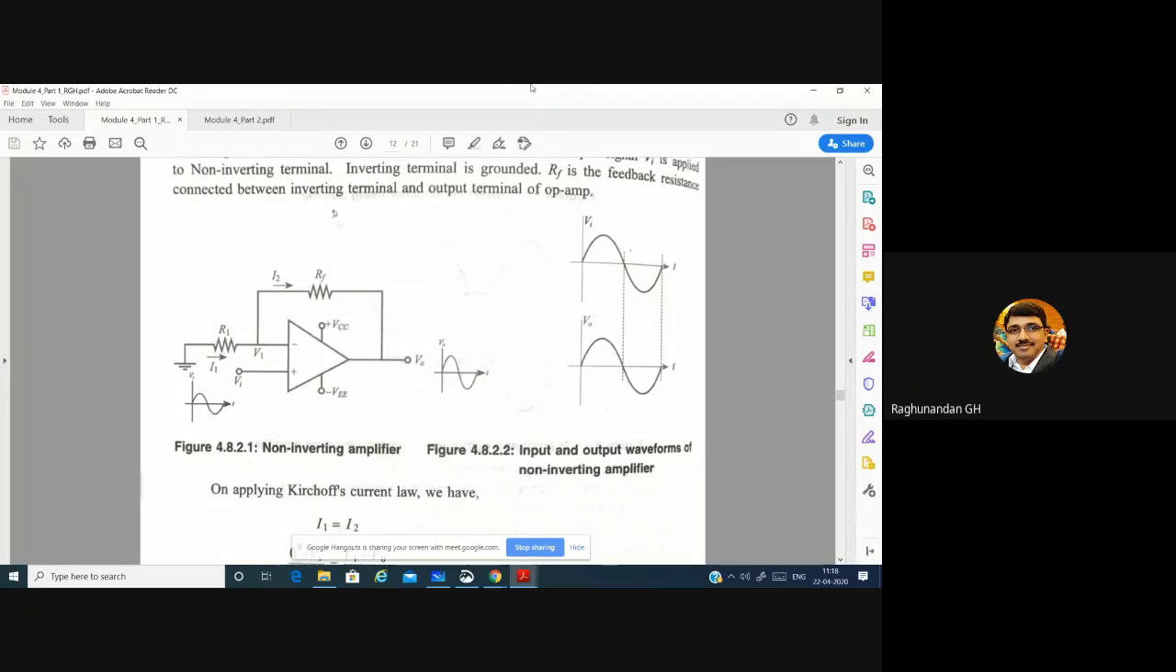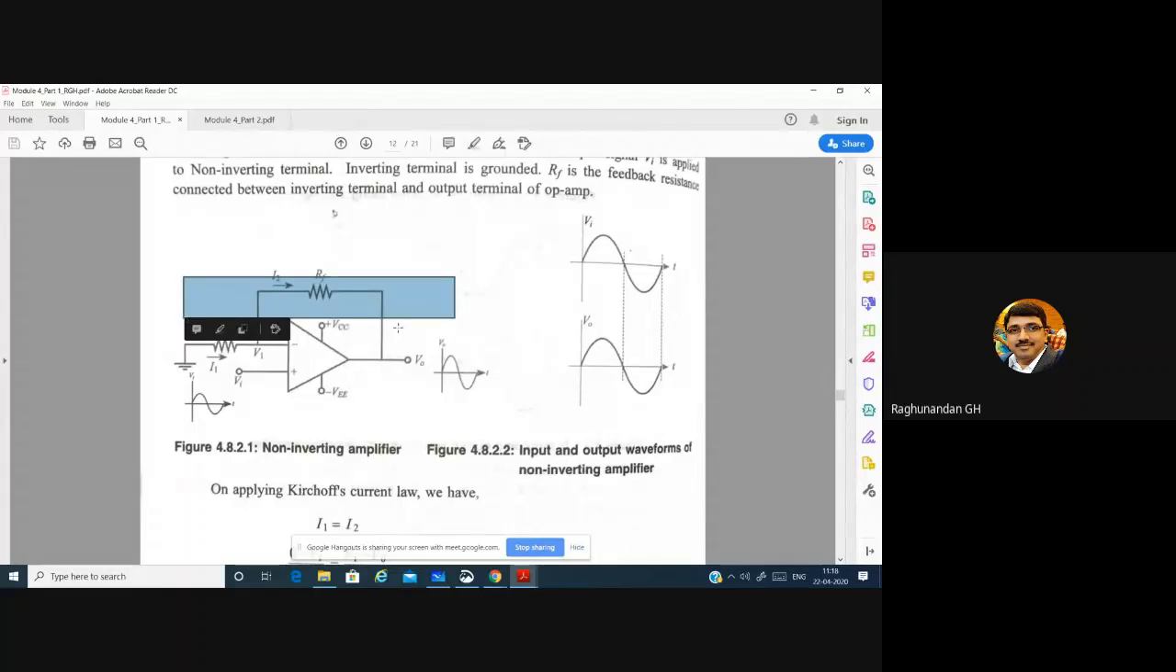There we will be discussing negative feedback. See, at the beginning we discussed that the open loop gain of the op amp is 2 into 10 to the power of 5. That means it has a gain of 2 lakh. When you are not giving feedback, the gain is 2 lakh. But we don't require that much high gain for any of our applications. We don't require that much amplification.